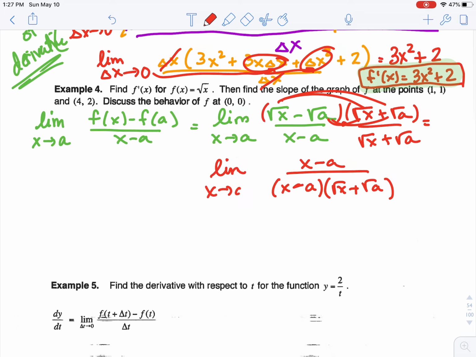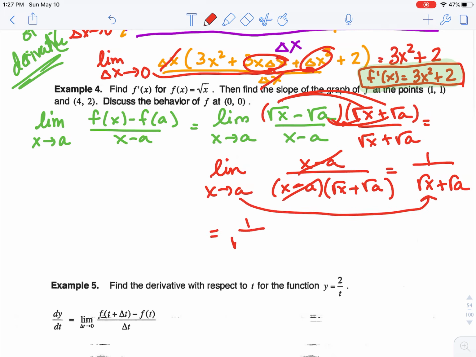Again, I'm still looking for the limit here. So now my x minus a's are gone, and I have 1 over that. So now when I do direct substitution, that's much better. And it gives me 1 over root a plus root a, which is 1 over 2 root a. And for these purposes, you can leave that in the denominator. You do not have to rationalize anymore.